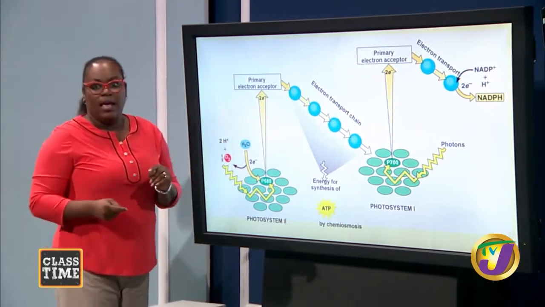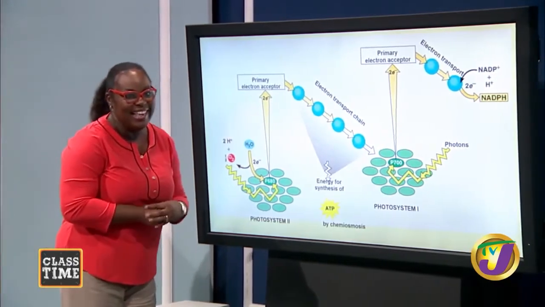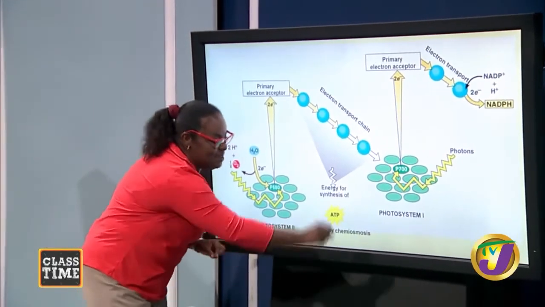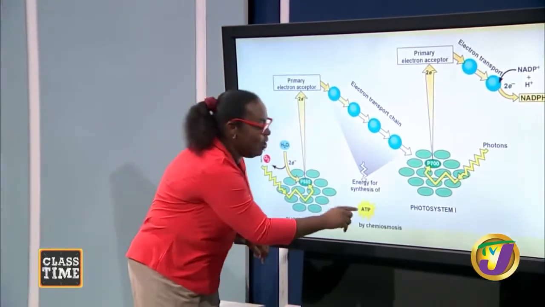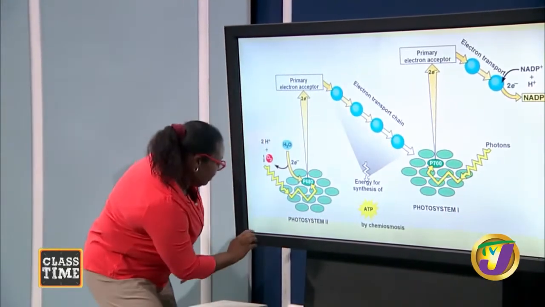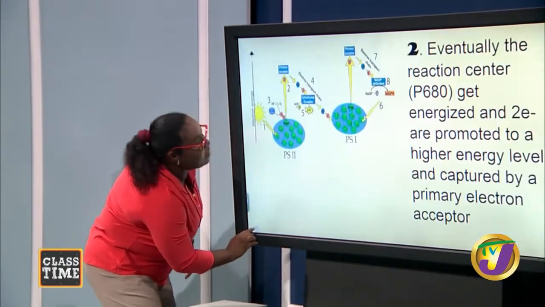Now, I'm going to try to explain chemiosmosis to you, because that is how ATP is made. Okay? And I'm going to do this very quickly.